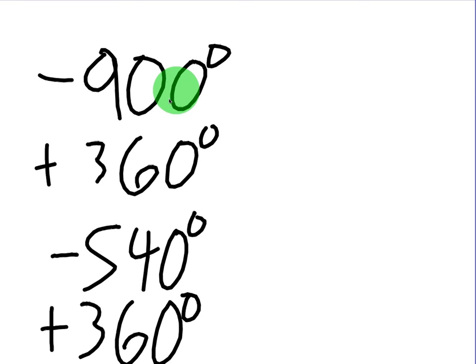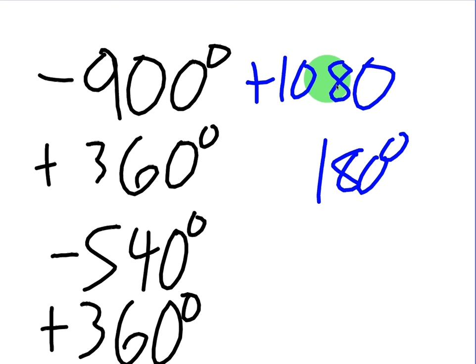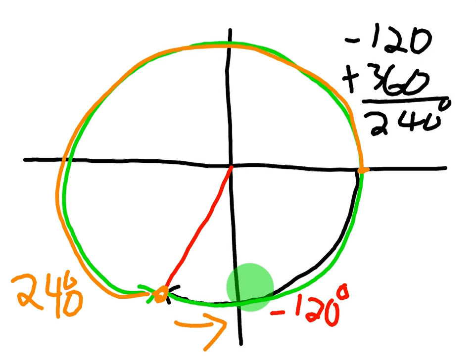Sometimes, if you know multiples of 360, like if you know that 360 times 3 gives you 1080, then you could have actually just added 1080 to this, and you would have fallen within that special interval from 0 to 360, and you still would have ended up at 180. So if you know multiples of 360, you can just quickly add the multiple of 360 to get to that sweet spot, an angle that's between 0 and 360. So anyway, back to our example.